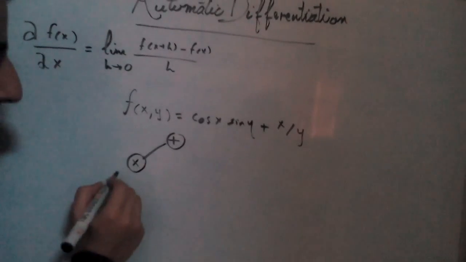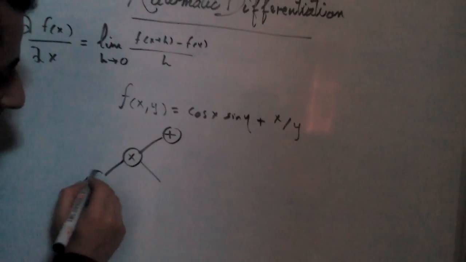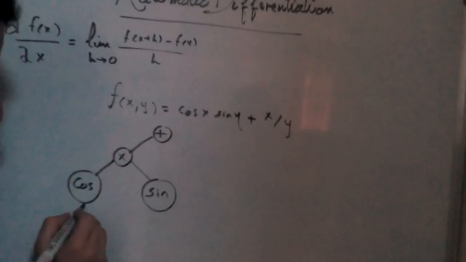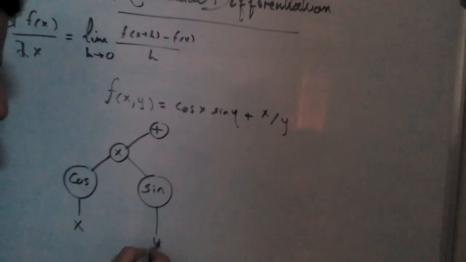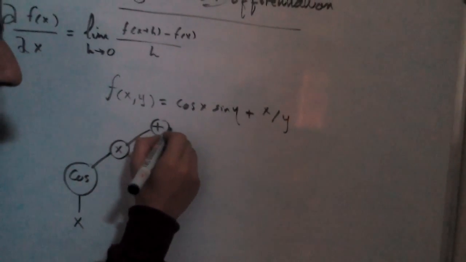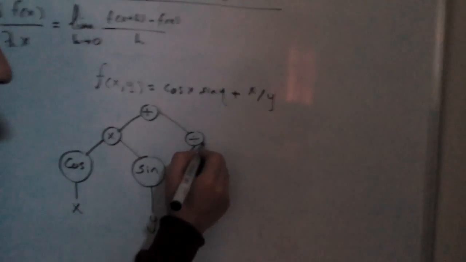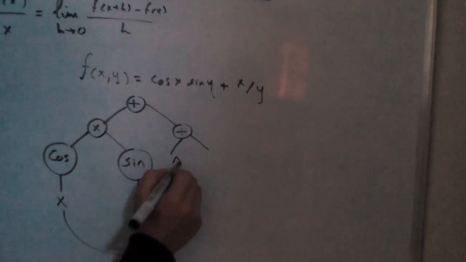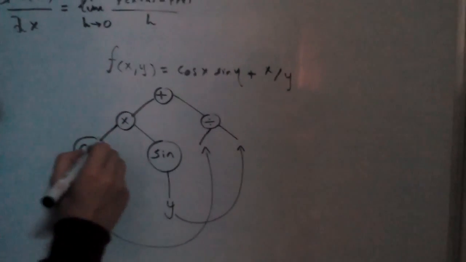which has two operands. The first is the cosine operation and the second is the sine operation, and finally we've got the inputs, cosine of x and sine of y. On the other side of that directed graph we've got a division operation with two operands. The first is again x and the second is y. So this is our directed acyclic graph.